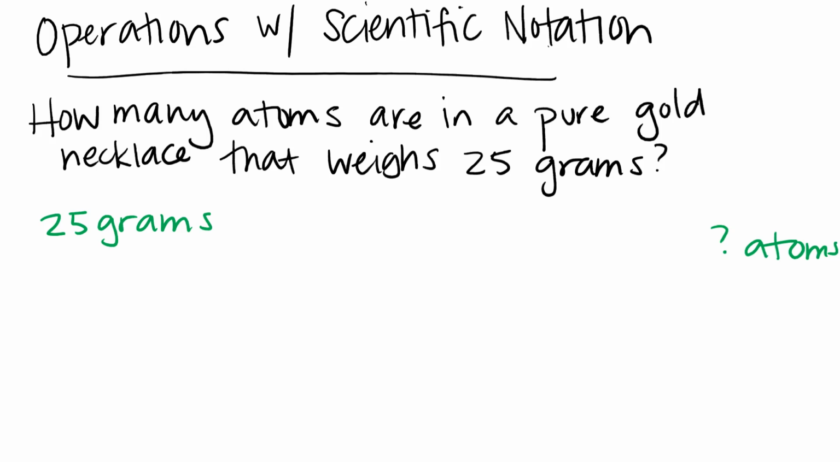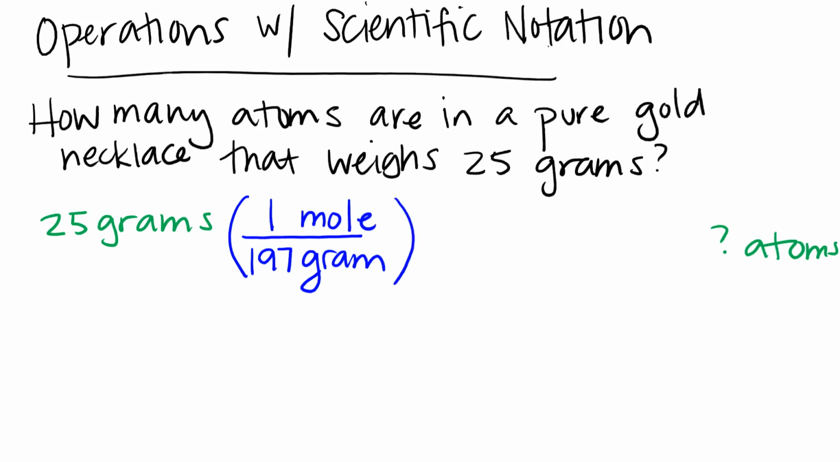Now, there are two different values that we're going to have to use. One is the atomic weight of gold. This is something you find in your periodic table. So there's 197 grams of gold for every 1 mole of gold. So still we haven't used any scientific notation, right? The scientific notation comes in with that atoms per mole that we talked about in the first video.